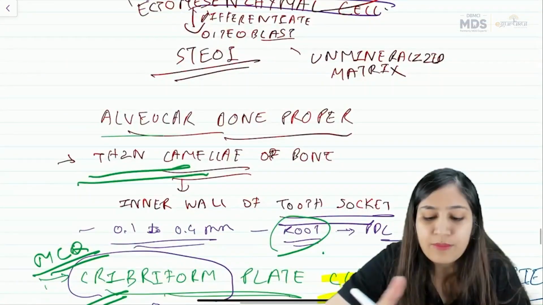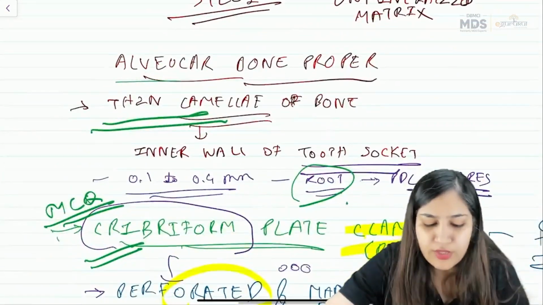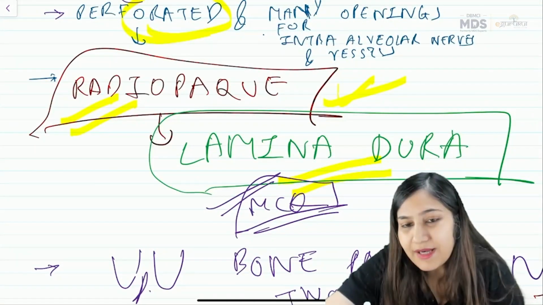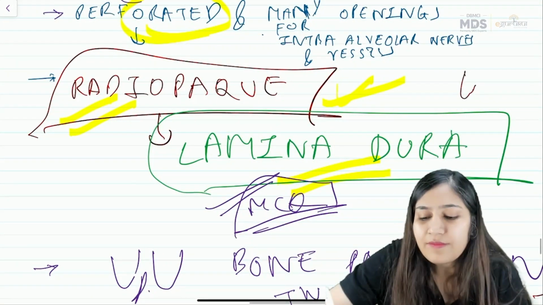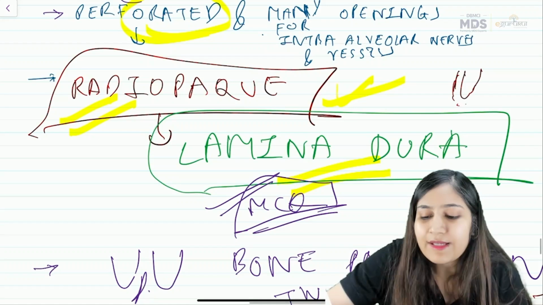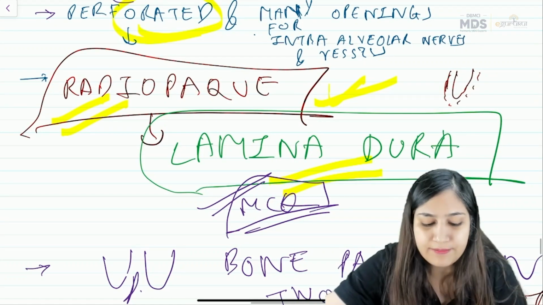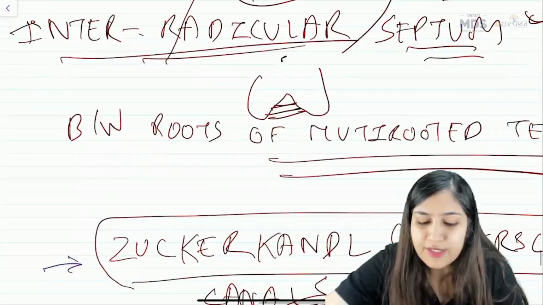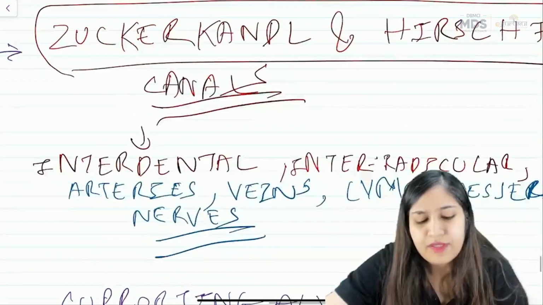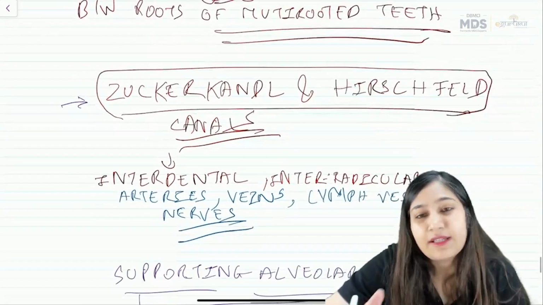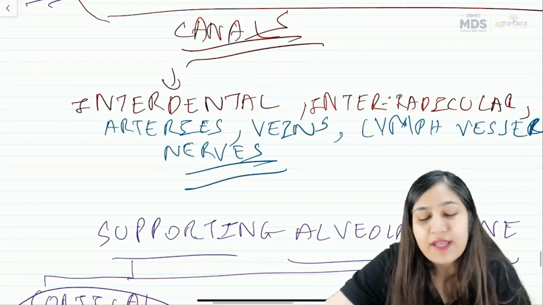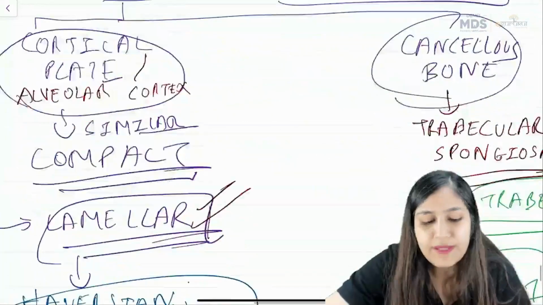Alveolar bone proper is also known as what? Cribriform plate. It is radiopaque. It is known as lamina dura, the thin white line covering the roots of the teeth. Interdental septa, interradicular septa, we have discussed both. Zuckerkandel and Hirschfeld canals: here, interdental and interradicular arteries, veins, lymph vessels and nerves are present.